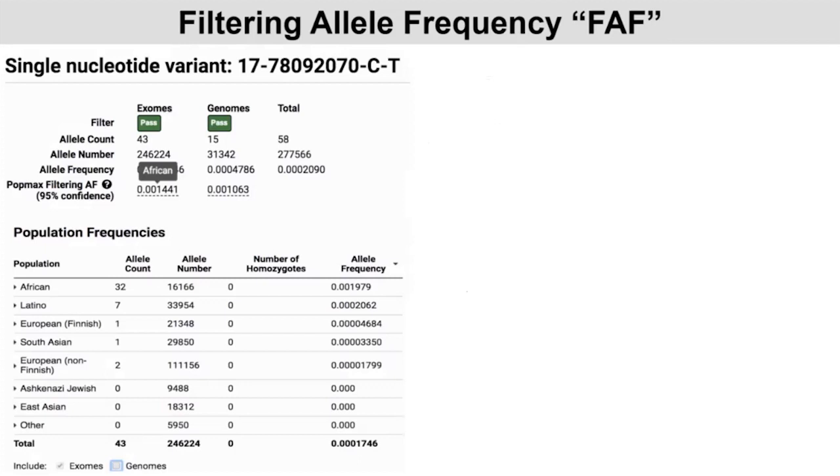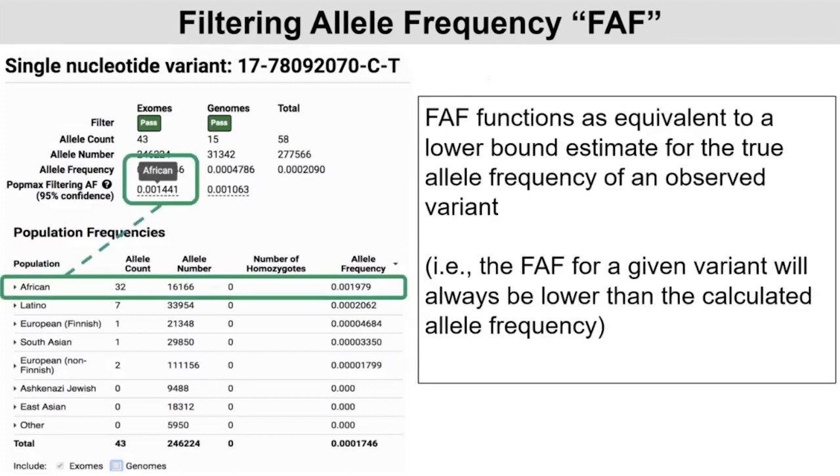Additionally, when looking in gnomAD, we've been encouraging the different expert panels to use the filtering allele frequency. You'll see the filtering allele frequency displayed in this top section, this popmax filtering AF. The filtering allele frequency functions as an equivalent to the lower bound estimate of the true allele frequency. So it builds in a little bit of confidence to what the calculated allele frequency is.